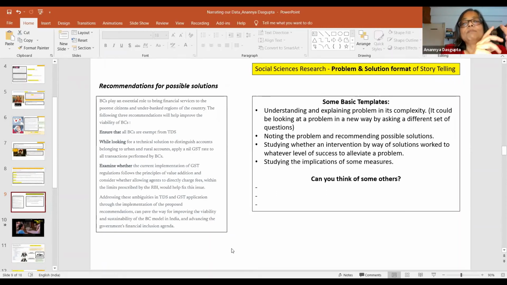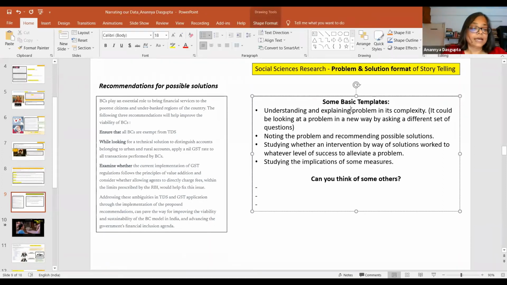understanding and explaining a problem in its complexity, right? And it could be, in fact, even to say that let's look at this problem in a new way by asking a different set of questions. So formulating a problem, asking a question in order to understand a phenomenon, in order to understand a situation, is part of what social sciences research will do. It may not go into solutions at all. It may stick with the problems and explain the problem, right? And do the study in order to understand the complexities, the layers involved in the problem. So that's one. Noting the problem and recommending problem solutions to it.